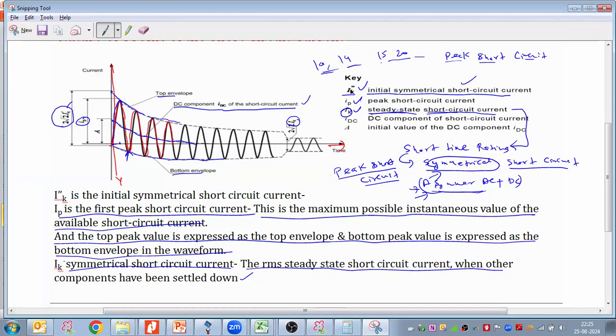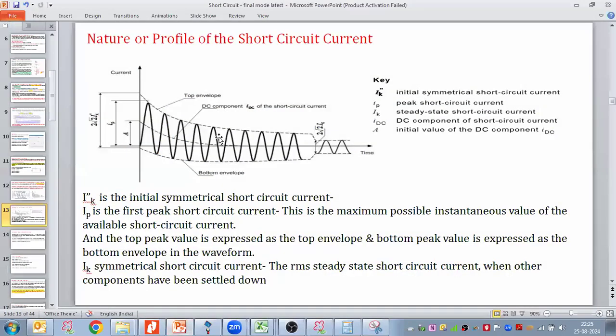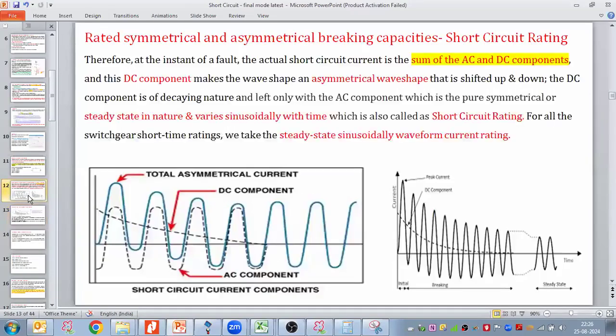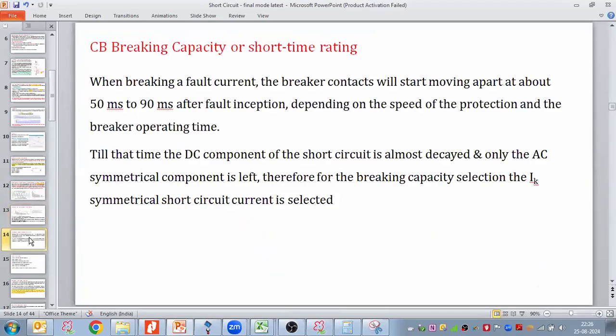So whatever short time rating we see in day-to-day life, that is your symmetrical short circuit current. I hope I'm clear about the nature of the short circuit current and which current we see in day-to-day life. That current is your symmetrical short circuit current, right? Am I clear on the point? Yes, sir.